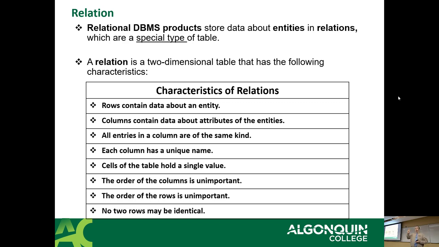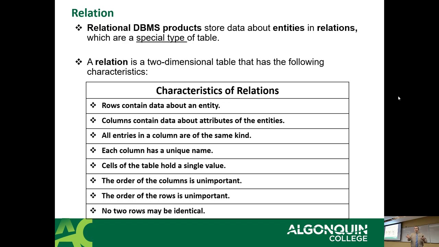So a relation is a two-dimensional object or a table. It has certain characteristics. Rows contain data about an entity. So essentially, like I think I was talking to you guys last week about students being an example of an entity, and each of you are an instance. An instance is also known as a row.